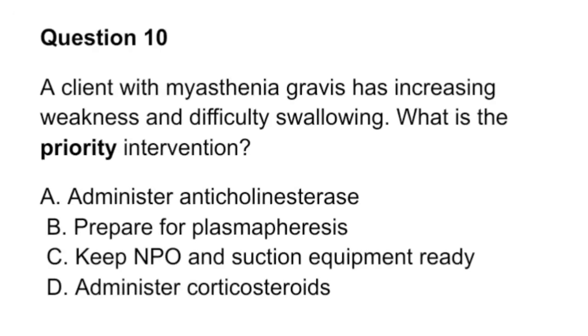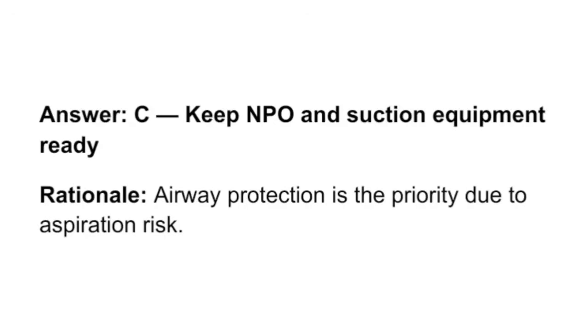Question 10. A client with myasthenia gravis has increasing weakness and difficulty swallowing. What is the priority intervention? A. Administer anticholinesterase. B. Prepare for plasmapheresis. C. Keep NPO and suction equipment ready. D. Administer corticosteroids. Answer: C. Keep NPO and suction equipment ready. Rationale: airway protection is the priority due to aspiration risk.